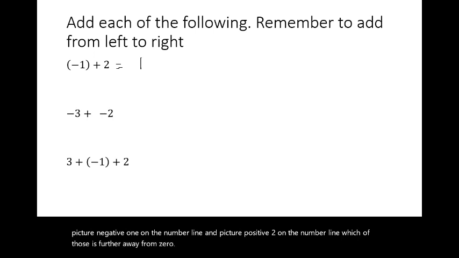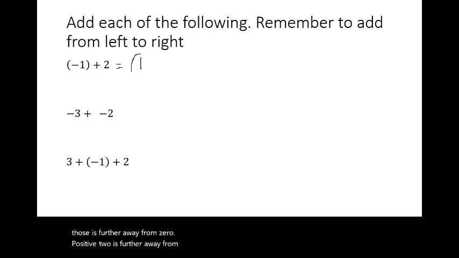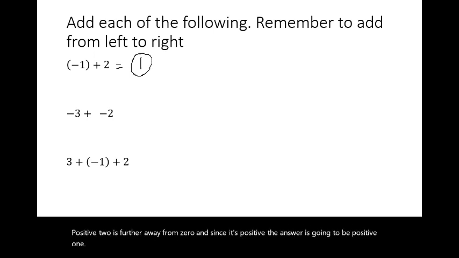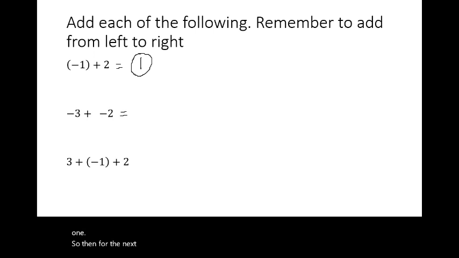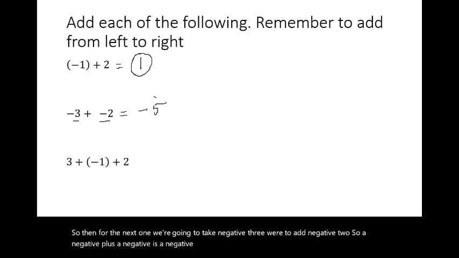Positive 2 is further away from 0, and since it's positive, the answer is going to be positive 1. So then for the next one, we're going to take negative 3 and add negative 2. A negative plus a negative is a negative. 3 plus 2 is 5, so you get negative 5.